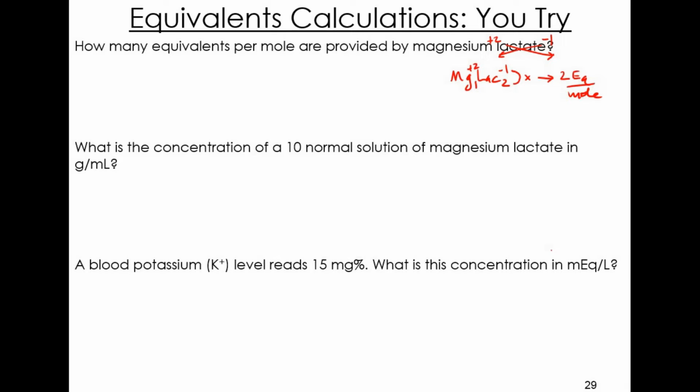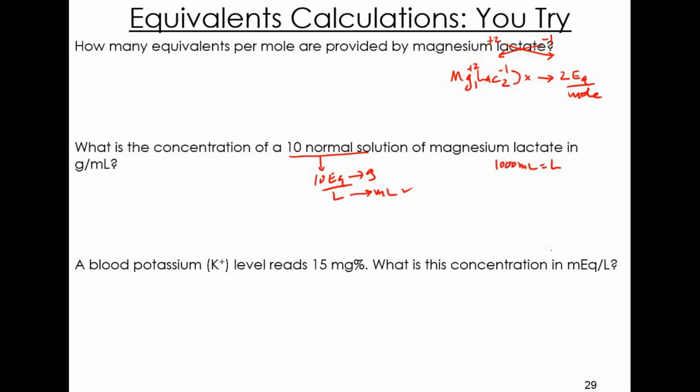Next question is, what is the concentration of a 10 normal solution of magnesium lactate in grams per mil? Normal, we just learned, is equivalents per liter. We have 10 equivalents per liter of magnesium lactate, and we want to know what that is in grams per mil. So we have to convert the liters to milliliters and the equivalents into grams. So the bottom one's easy. There's 1,000 milliliters for a liter, so we can put in 1,000 on the bottom.